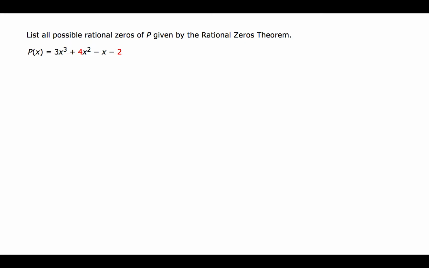List all possible rational zeros for the function p of x equal to 3x cubed plus 4x squared minus x minus 2. Here we have the graph of the function p. Finding the zeros means that we will find the x-intercepts for this graph. They appear to be right around x equal to -1 and somewhere between 1/2 and 1.